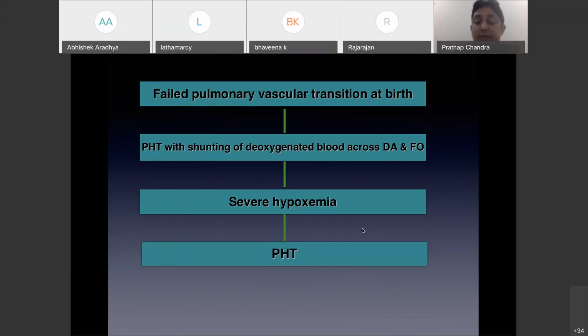What does this lead to? Severe pulmonary hypertension. What does this further lead to? A total circulatory failure. And if no treatment is given, babies will not survive from this. So this is what I wanted to talk about, the physiology.